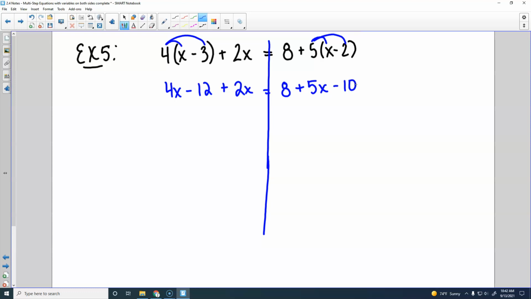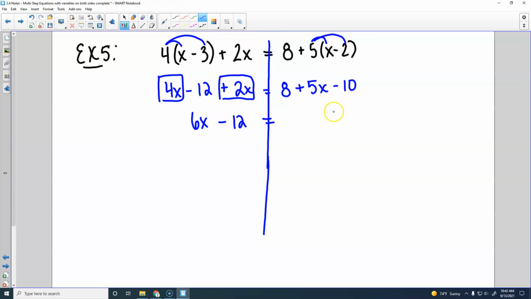Okay, Vince, what comes next? We need to combine our like terms. Is it going to be 4x minus 2x? This 4x right here is positive, right? What about that 2x? Is it positive or negative? It's positive. You don't change signs or anything because you're not moving it from one side to the other. So since they're both positive, what are we going to get, Vince? We'll get 6x minus 12.